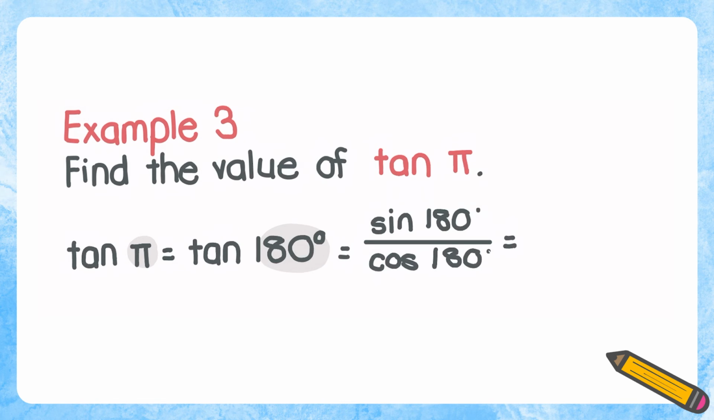Sine of 180 degrees equals 0, and cosine of 180 degrees equals negative 1. 0 divided by negative 1 equals 0, so we've found that the value of tangent of pi radians, in other words, tangent of 180 degrees, is 0. And remember, if you have any questions, please let me know.